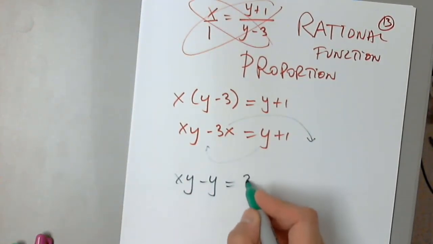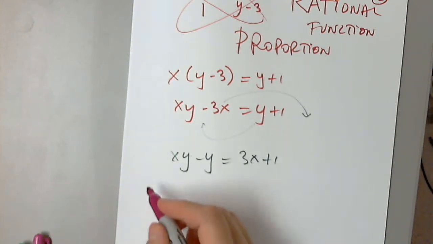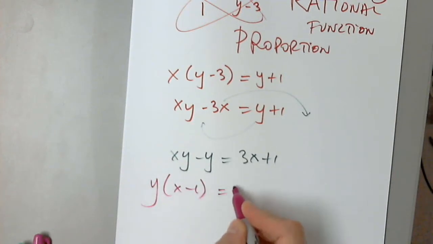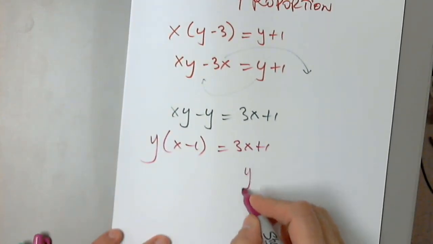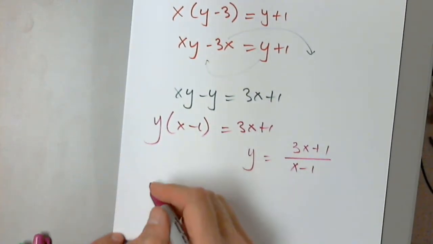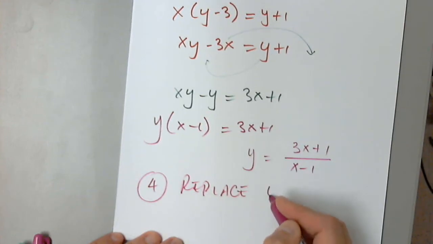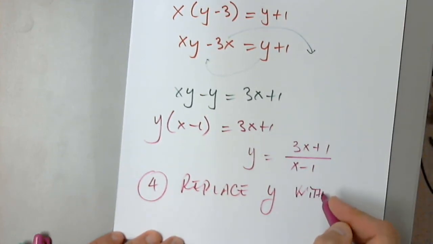xy minus y equals 3x plus 1. I'm solving for y. We'll take y common. Thank you. Final step, replace y with the notation.